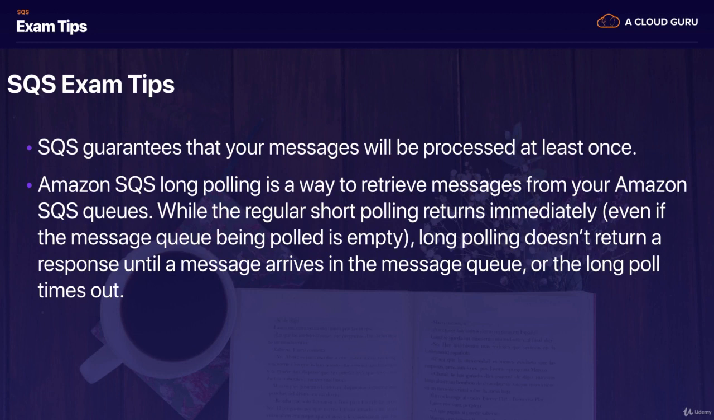And SQS long polling is a way to retrieve messages from your Amazon SQS queue. While the regular short polling returns messages immediately, even if the message queue being polled is empty, long polling doesn't return a response until a message arrives in the message queue or the long poll times out. So essentially, this is a way of saving money. You don't have your EC2 instances constantly polling an empty SQS queue. What you do is you turn on long polling, and then that will save you some money. Long polling won't return a response until a message arrives in the message queue or the long poll times out.